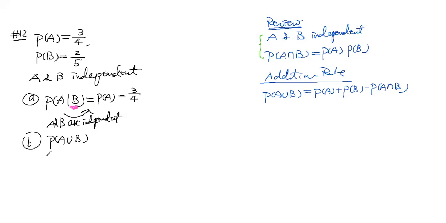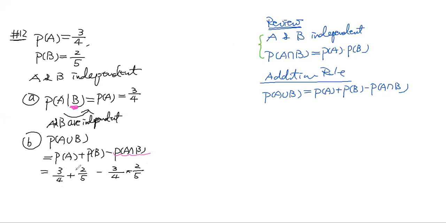So now in here, this will be the probability of A. Let's write it down. This will be the probability of A plus the probability of B minus the probability of A intersect B. A is 3/4, B is 2/5. And since A and B are independent, the intersection will be just the product of these two, 3/4 times 2/5, because they are independent.